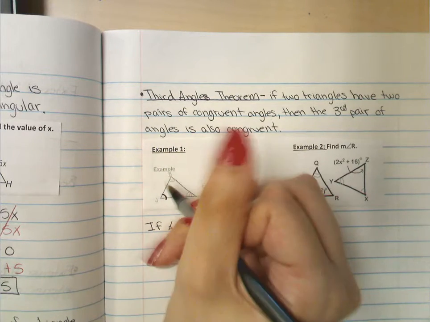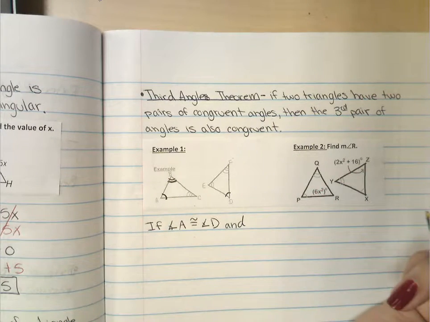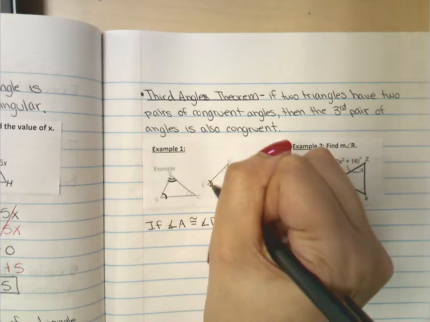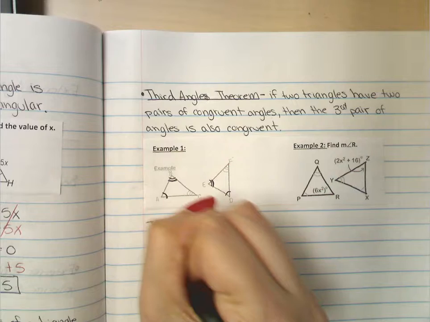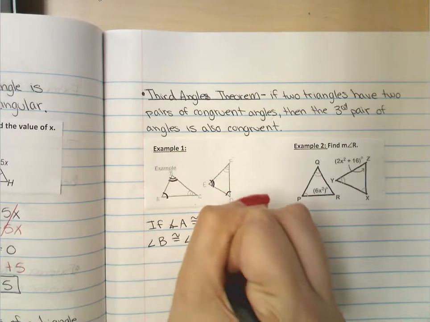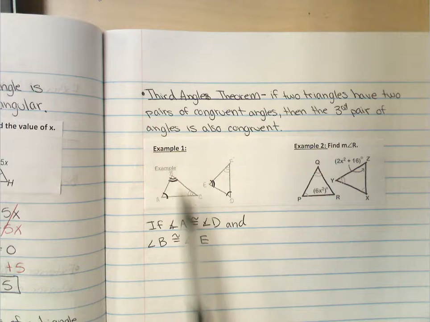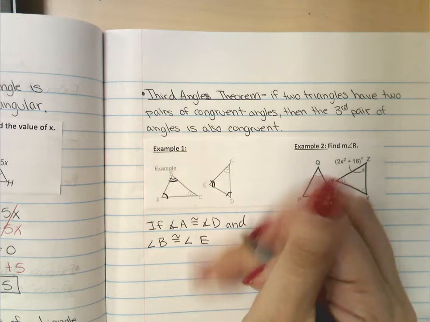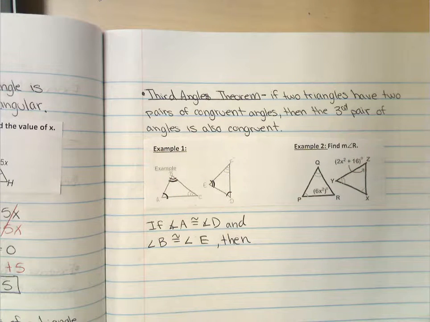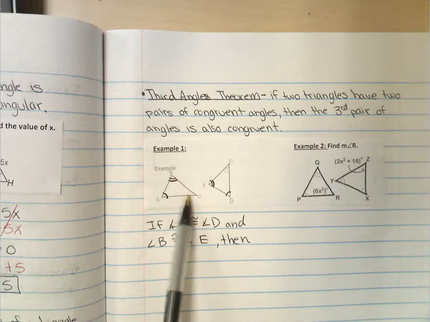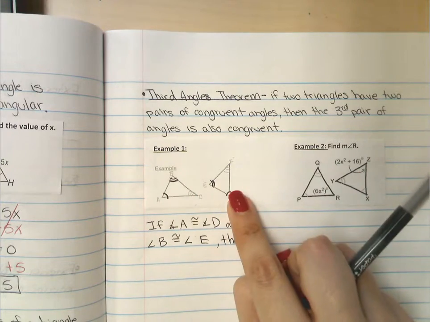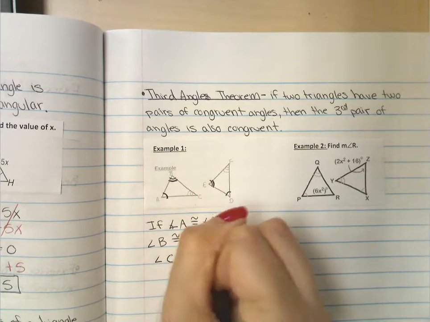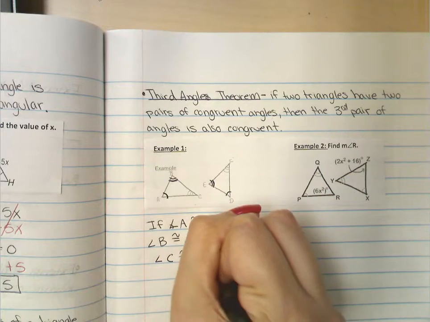I'm also being shown that angle B is congruent to angle E because they each have two lines. So since I have two pairs of congruent angles, then I can assume that the last pair is also going to be congruent. Here on the picture they're showing me with the three lines that they're congruent, but if they didn't show me that, I could still assume that because I already have two pairs that are equal. So angle C is congruent to angle F.